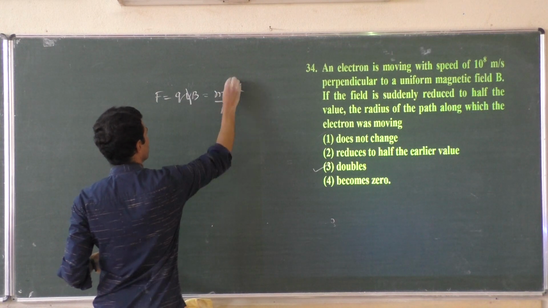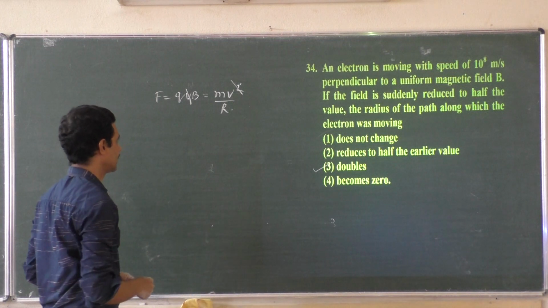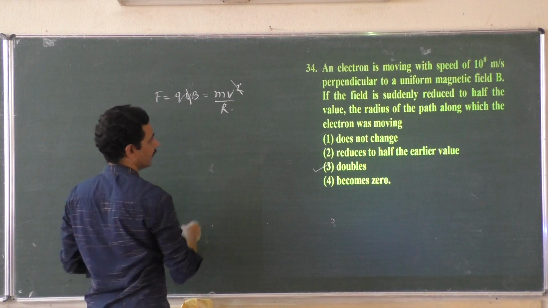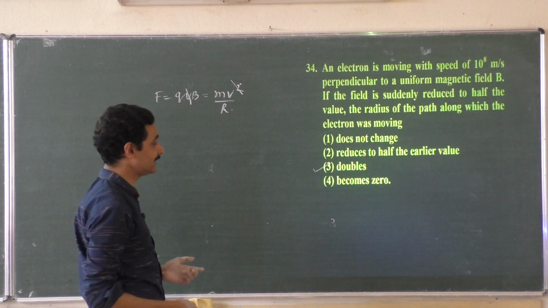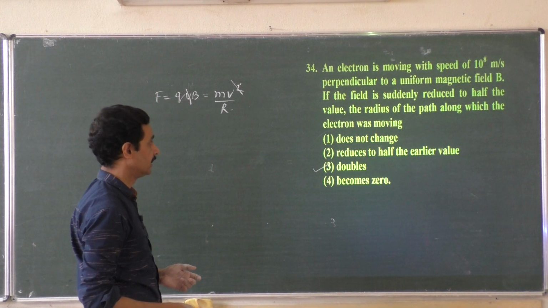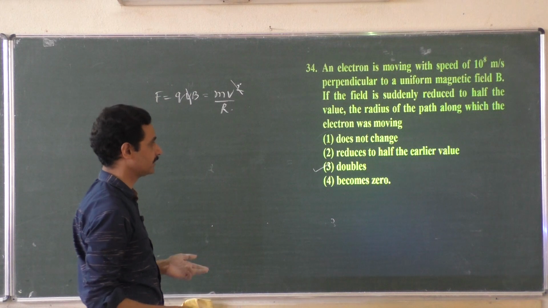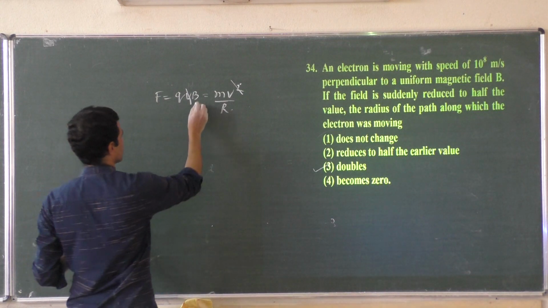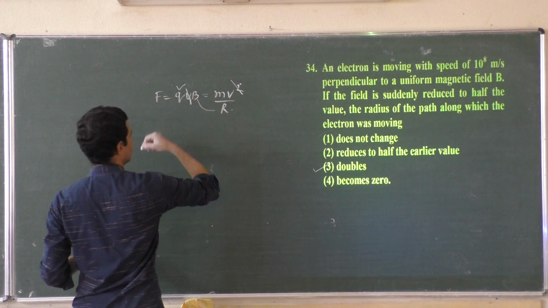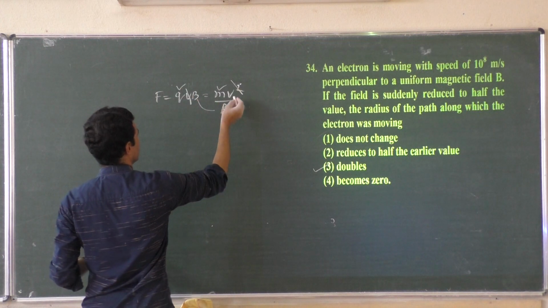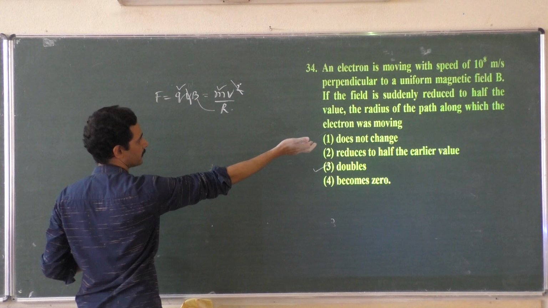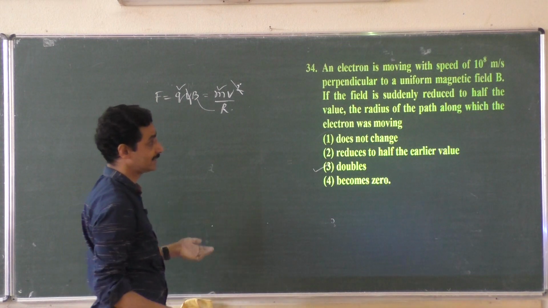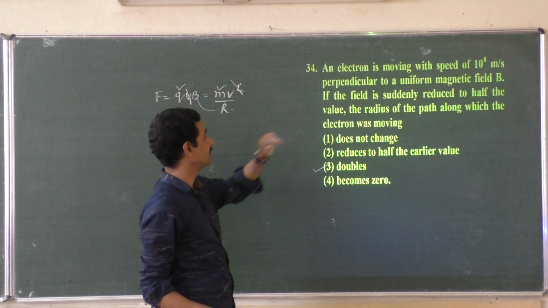And V gets cancelled. What is r? R is the radius of the circular path. What is the question here? If the field is suddenly reduced to half of the value, what is the radius of the path along which the electron is moving? Magnetic field and radius, yes. Same charged particle, same mass, same speed. Nothing is told about speed: 10 to the power 8 meters per second. Whether it is changed? No. The field is suddenly reduced to half.